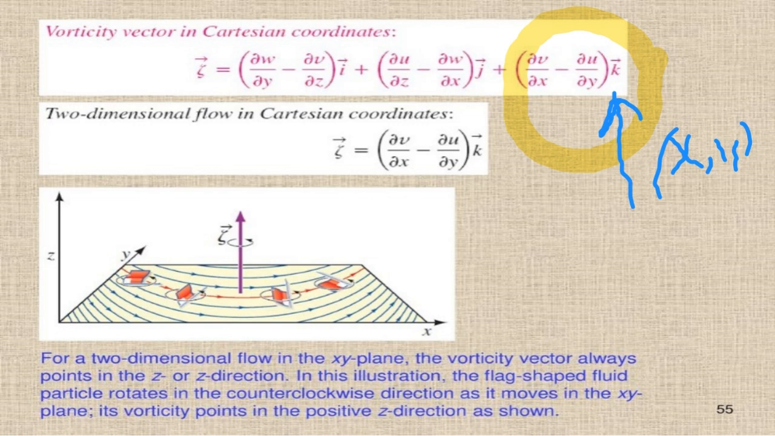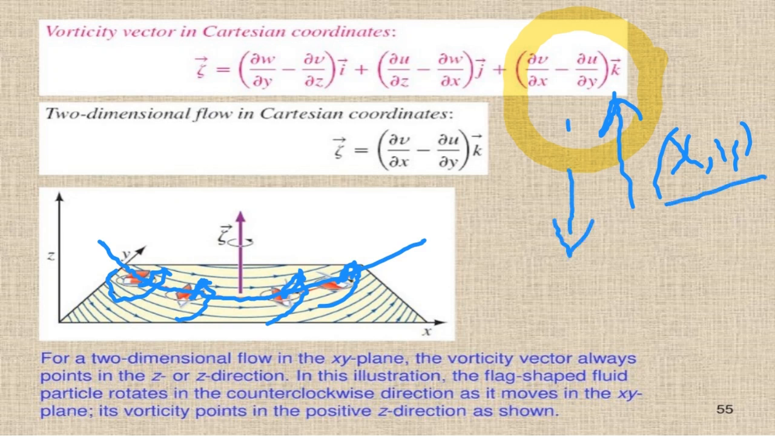So as you can see, the fluid particles are rotating in the counterclockwise direction as they move along the path. They are moving along this path, and meanwhile they are rotating. And the rotation, if it's only on the xy plane, is given as this vorticity. Otherwise, if it's having all kinds of motion around 3 axes, then you will have a vorticity vector given like this.